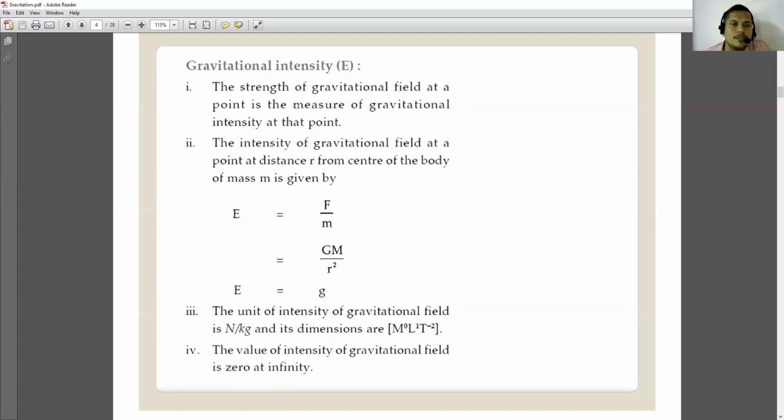The intensity of gravitational field at a point, where the distance we are considering is r from the center of the body, and if we consider the mass as small m, is given by the equation capital E is equal to F by small m, where after conversion we can get these values. Its unit and dimensions are given.